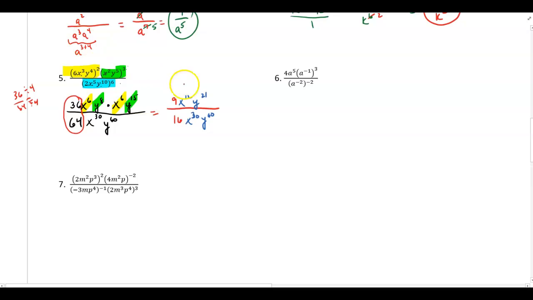Now, from here, I'm left with 9 over 16. And when I look at my x's, 12 in the numerator, 30 in the denominator, cancel all 12 off the top. If I take 12 off the bottom, 30 minus 12 would be x to the 18th power. Then if I have 21 y's up top, 60 on bottom, cancel all 21 out. If I take 21 off here, I have 39 left. So y to the 39th power.